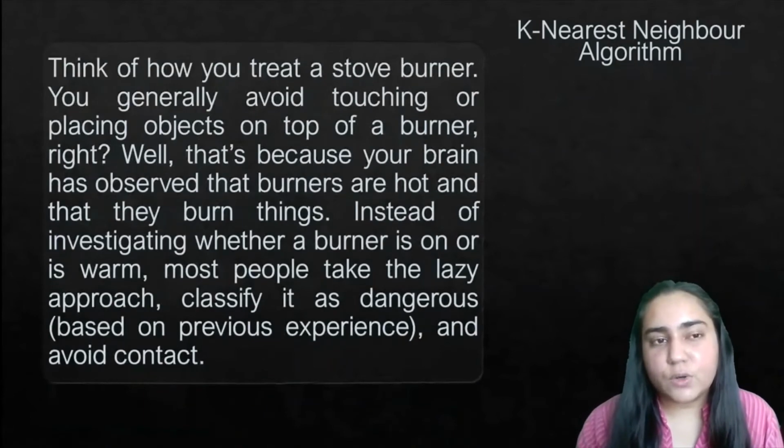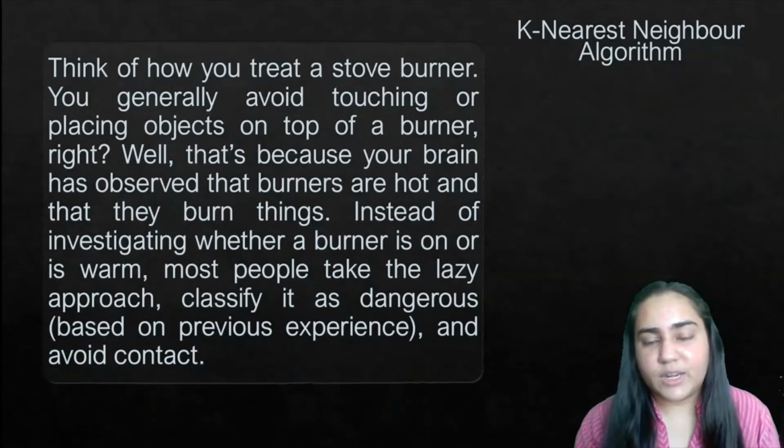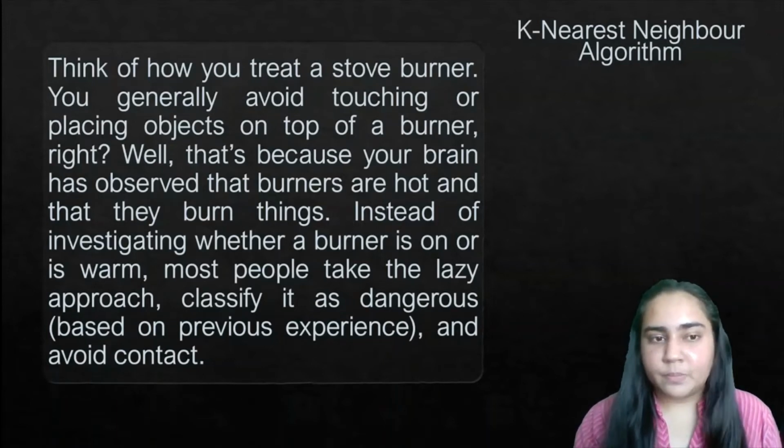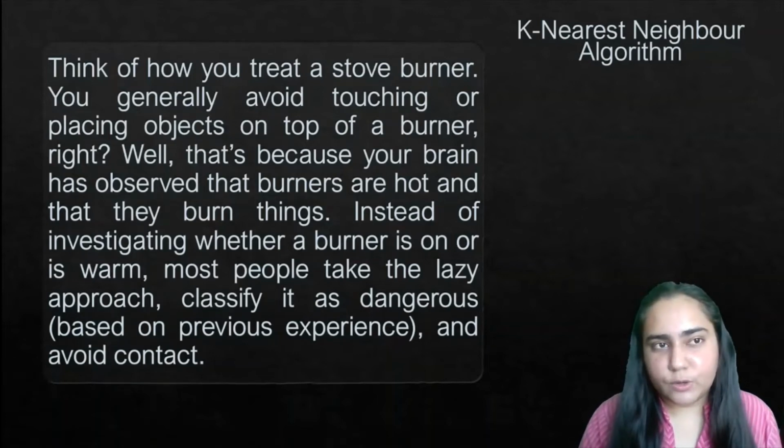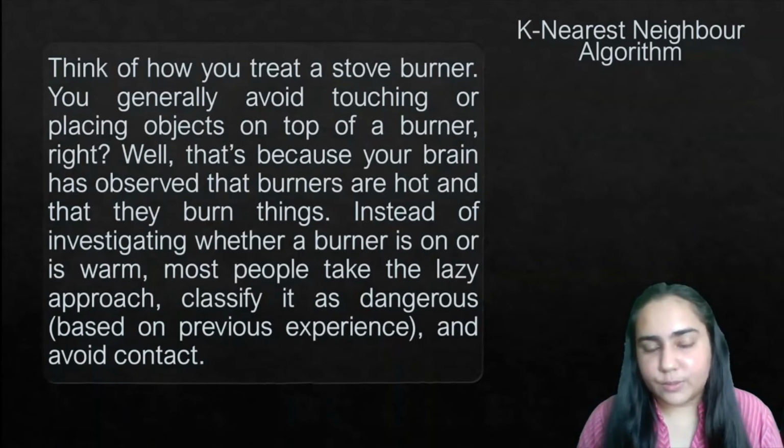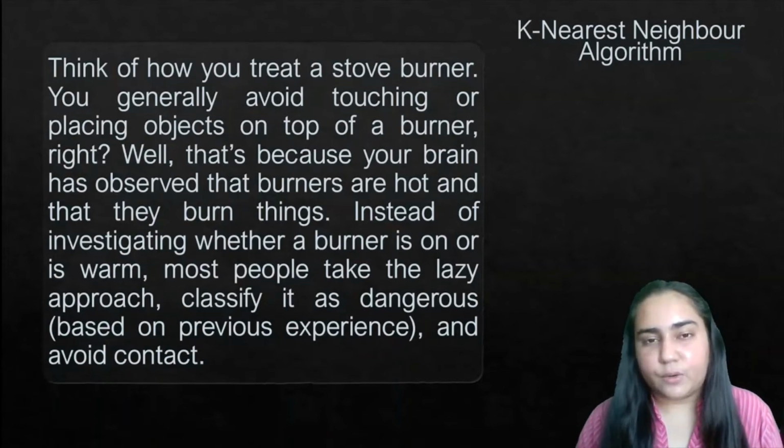Think of how you treat a stove burner. You generally avoid touching or placing objects on top of a burner because your brain has observed that if you touch it, it's going to be hot and you'll get burnt. So instead of investigating whether a burner is on or hot or not, most lazy people classify it as dangerous and try to avoid contact. Most of the time we don't touch the burner because we know that it could be hot from past experiences. And that's the same way the k-nearest neighbor algorithm works.